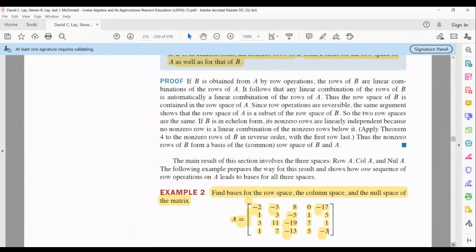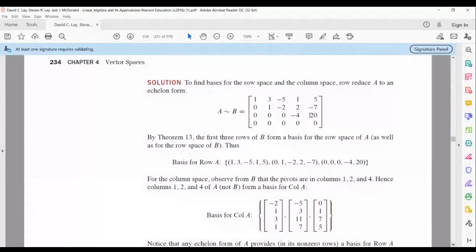And so if we go to the next page, they reduce the matrix A to the row equivalent matrix B right here. And based off of this, you can identify a basis for the row space of A. The basis for the row space of A is just the first 3 rows, because those rows have pivots in them.